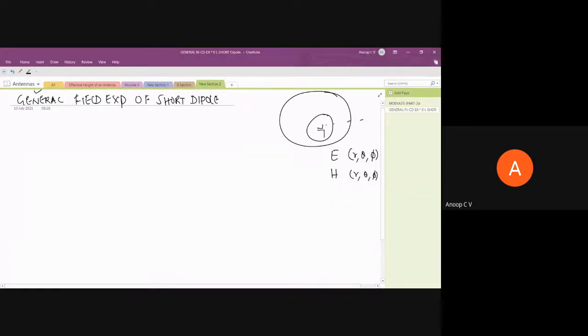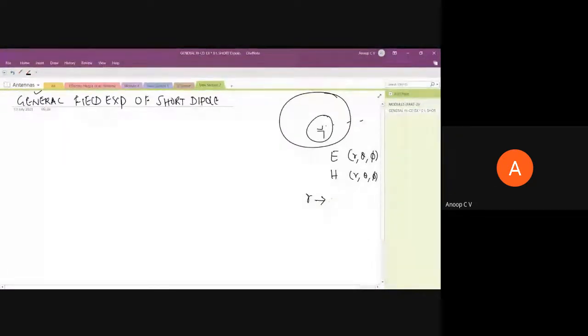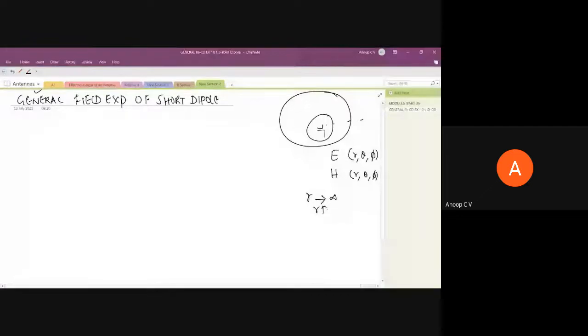So in the general expression, if I substitute r tending to infinity, or r much larger compared to L, then I can obtain the far field expression. So that's what we'll be doing. But before I go ahead and find the field expression due to the short electric dipole, I should place it in some convenient position in my coordinate system.